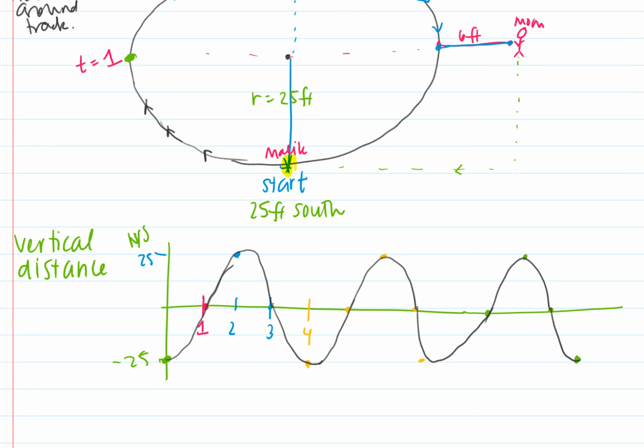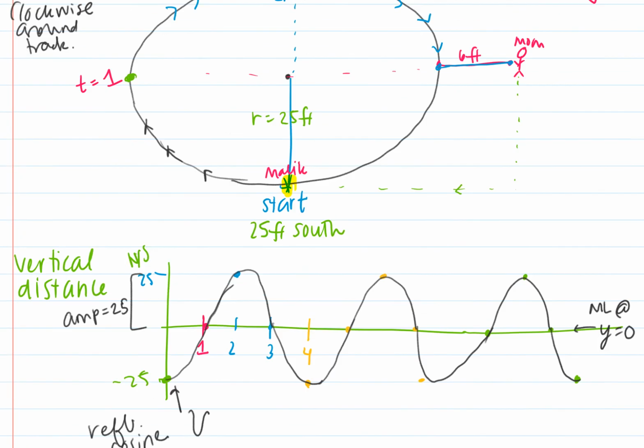Okay, so when we draw this picture, we can see clearly that the amplitude is 25 feet. We can see that the midline is at y equals 0. We can see that this looks like a cosine function, except that it's been reflected.